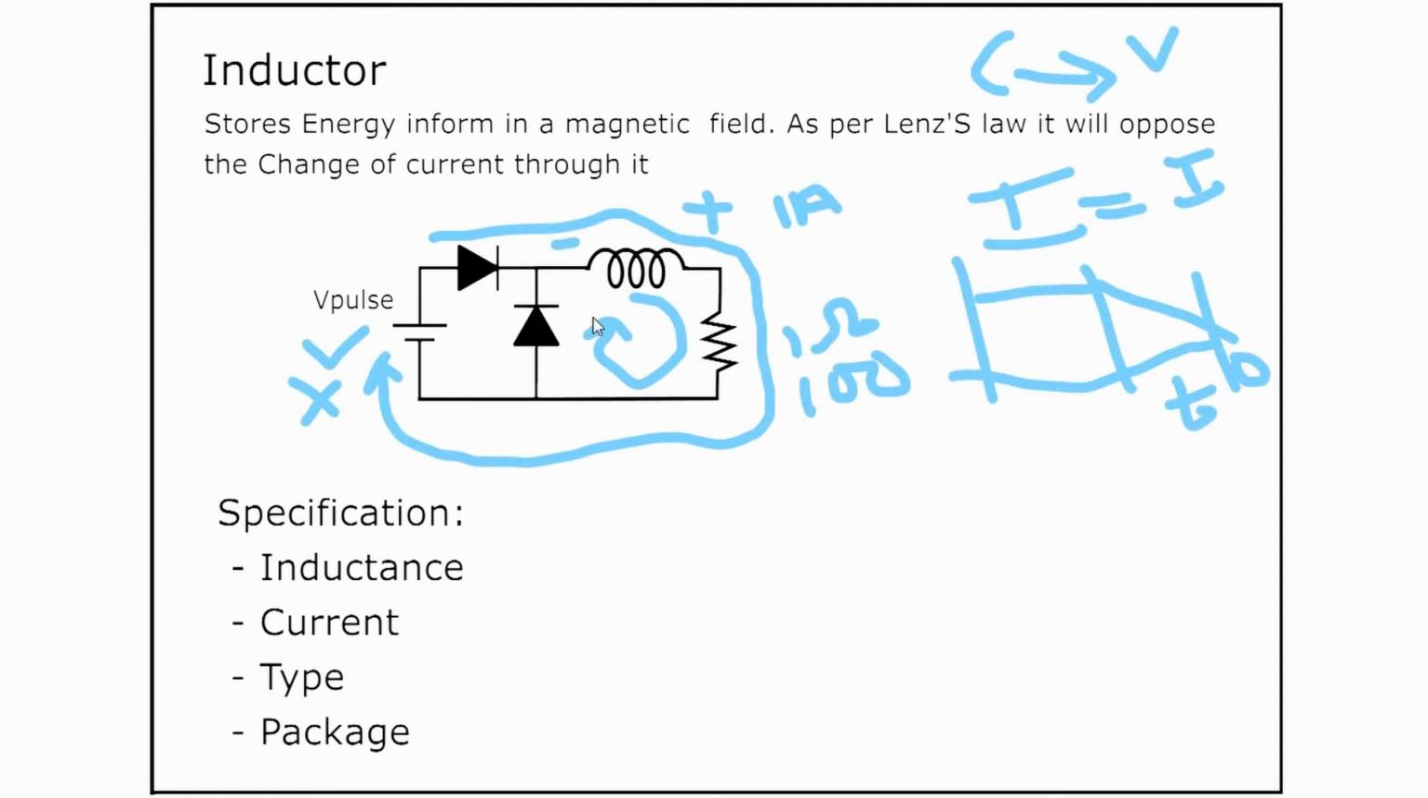Now when the supply turns off, because of this positive polarity, this diode will get forward biased and the current will freewheel through this path. That is why it is called a freewheeling diode. Now let's simulate this and see how this happens.